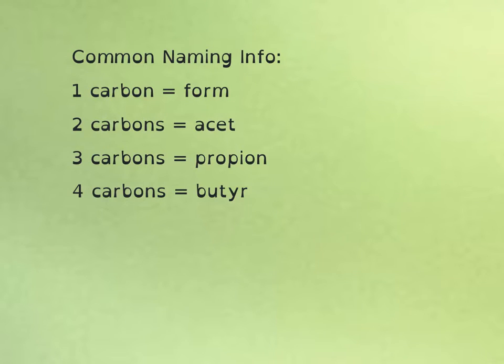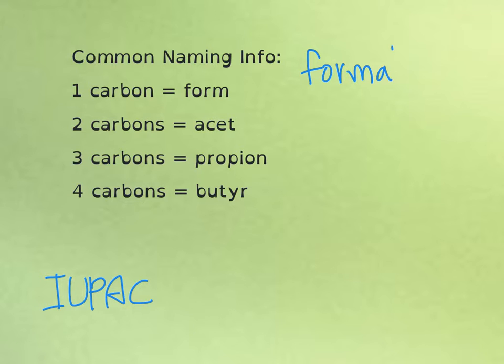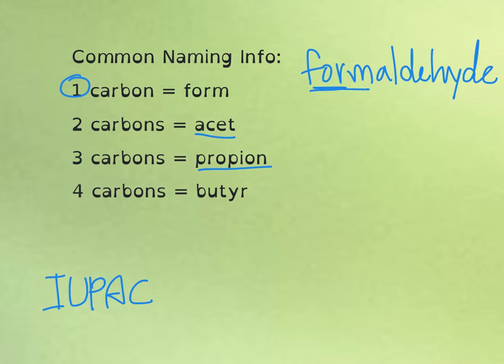So people have been naming these compounds long before they developed the scheme that we're using. We use the IUPAC naming scheme, and that's what we've been learning all along. But there are some common names, and you'll see things like formaldehyde. That is an aldehyde with 1 carbon. You might see acetaldehyde. You might see propionaldehyde, and you might see butyraldehyde.